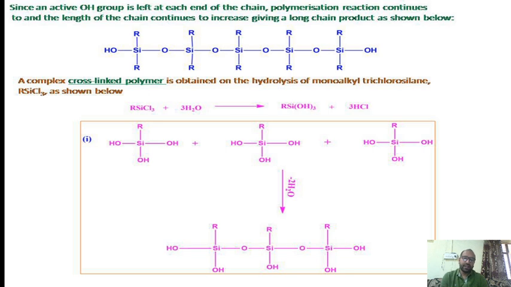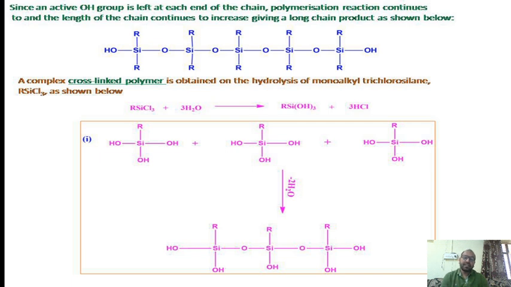Now, how is a cross-linked polymer of these silicones obtained? This is obtained by the hydrolysis of monoalkyl trichlorosilane, which is shown in this reaction. Initially, this monoalkyl trichlorosilane upon hydrolysis gives RSi(OH)3 and 3 molecules of hydrochloric acid.